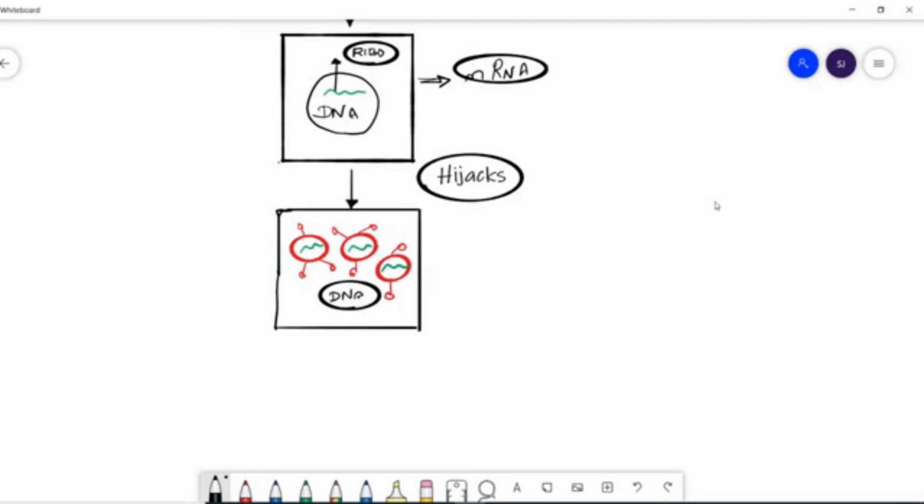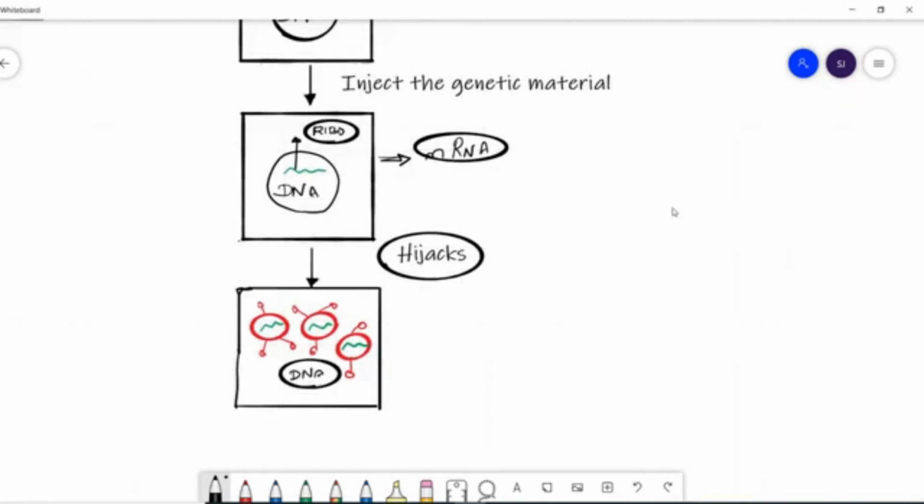By hijacking, it is replicating itself. So one virus becomes so many other viruses, and it starts proliferating and increasing in number. And that is why, for example, once a person gets affected by a virus, it can be transmissible. That is, that person can transmit it to so many other people. And this is how a virus hijacks your cell.